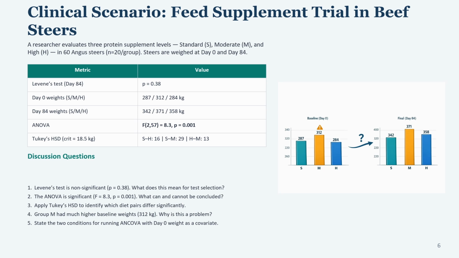Test this by fitting a model that includes a supplement by day 0 weight interaction term and checking whether that interaction is statistically significant. If the interaction is non-significant, slopes are homogeneous and ANCOVA is valid. If significant, the ANCOVA adjustment works differently in different groups and the analysis needs to be stratified or an alternative approach used.